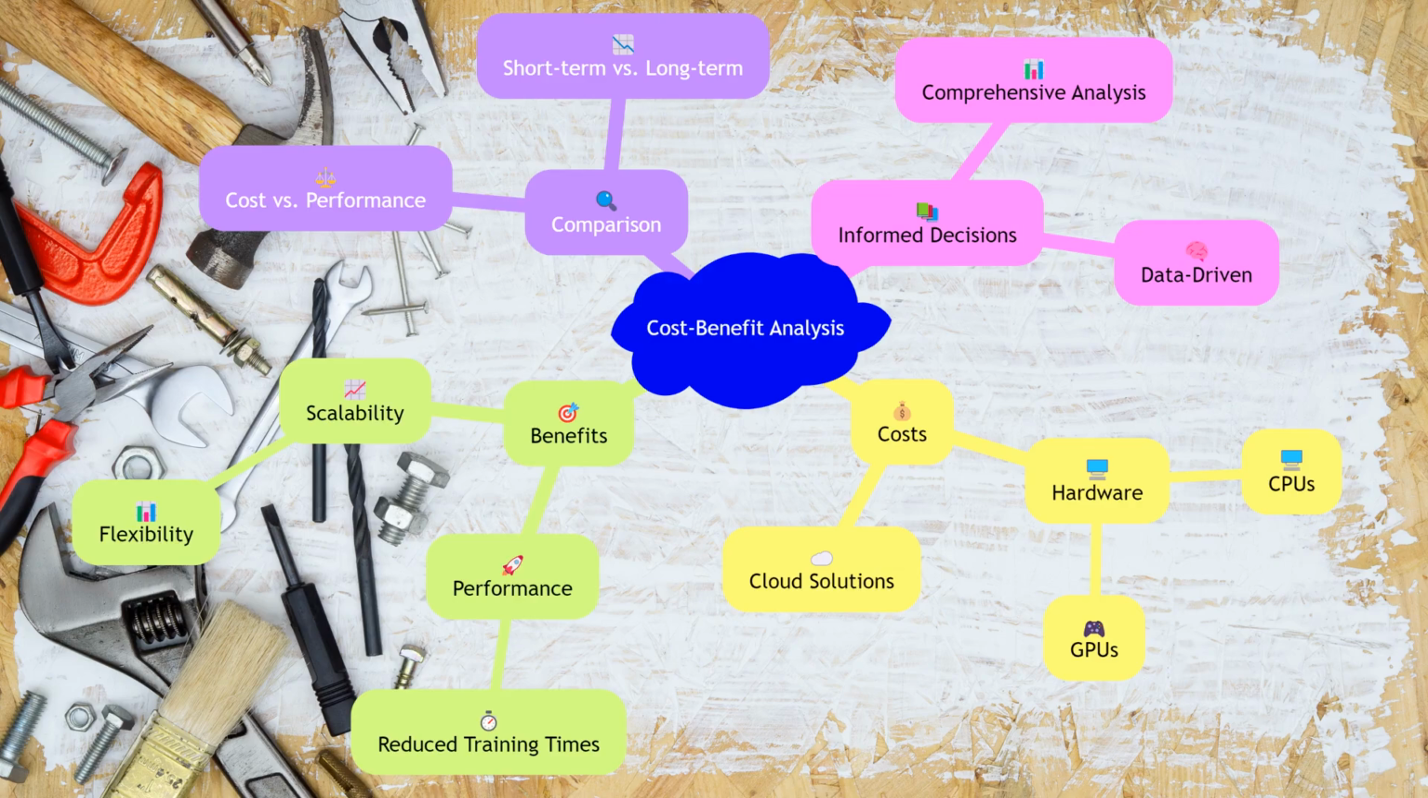Conducting a cost-benefit analysis is crucial in determining the appropriate compute specifications. This involves comparing the costs of different hardware and software options against the benefits they offer in terms of performance and scalability. For instance, while GPUs are more expensive than CPUs, they can significantly reduce training times, leading to faster time to market for your ML models. Similarly, while cloud solutions may have higher ongoing costs, they offer flexibility and scalability that can be beneficial in the long run. A thorough cost-benefit analysis helps in making informed decisions.